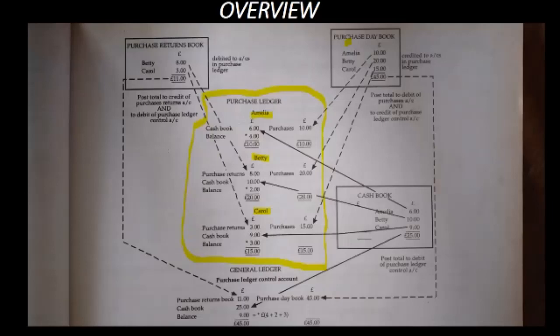Okay, so what we gotta look at first is how the systems work. It's similar to, in fact, it is the opposite of the sales. For each one of these persons here, we post the amount to the account. So you see, Amelia will get 10, then Betty 20, and Carol 15.